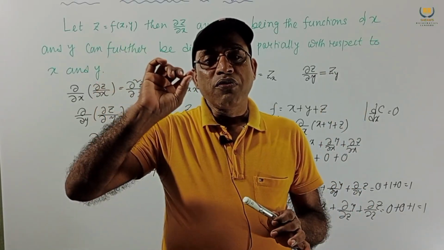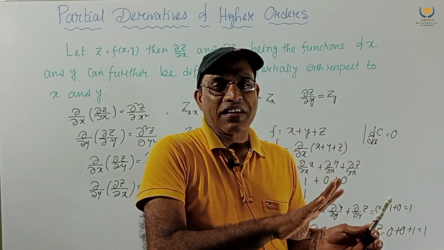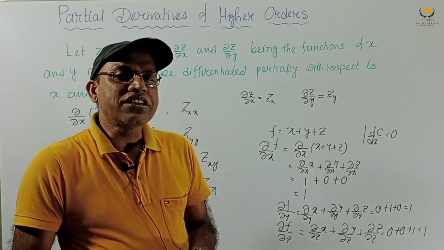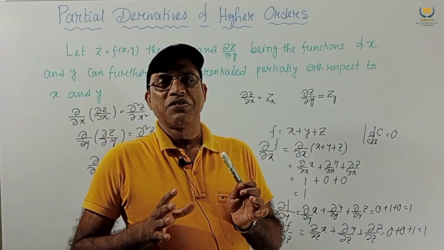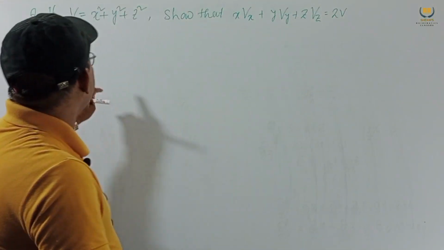Just you have to know we differentiate with respect to x or y. If x, then others constant. Only x is variable. With respect to y means partially, y is variable, others constant. These are the rules. We can solve easily. Let us consider one problem.